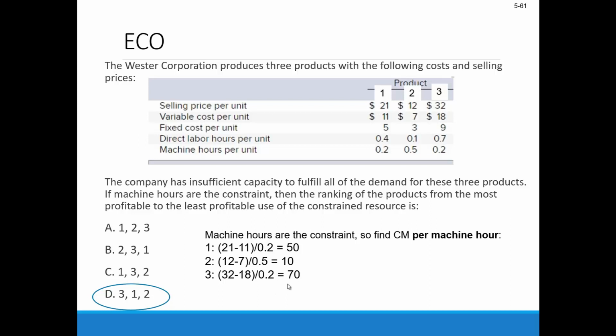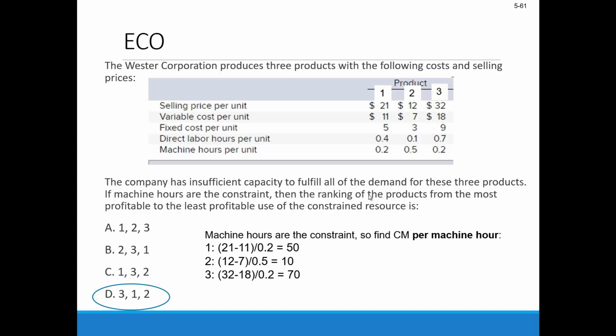So again, all things equal, we'd want to make sure we're filling all the demand for product 3 first, and then for product 1, and then for product 2 last with anything that may be left over. That'll maximize our overall profitability by making the most profitable use of our constrained resource.